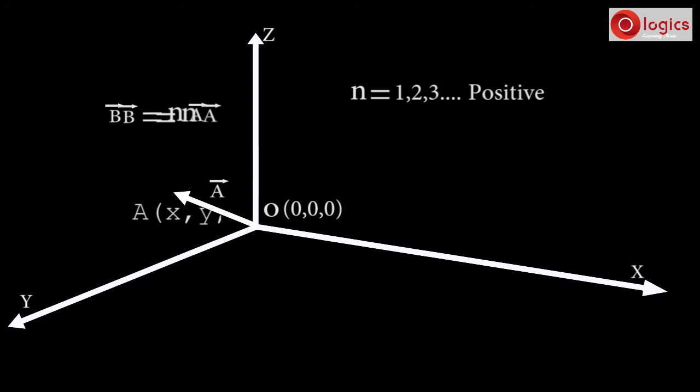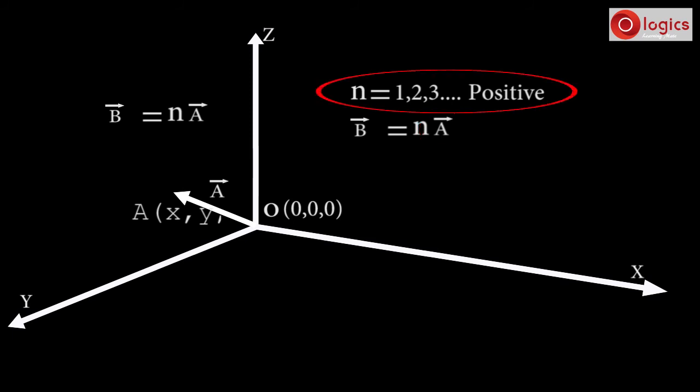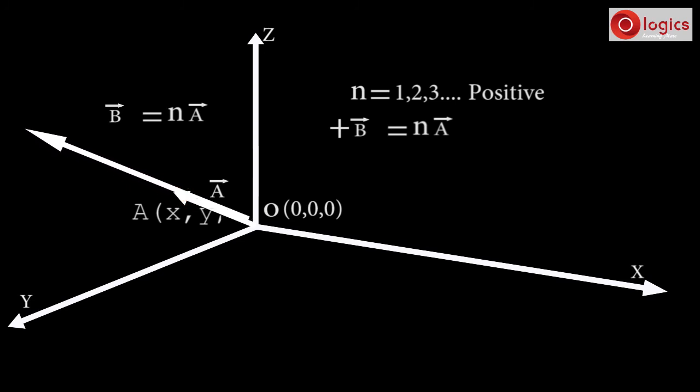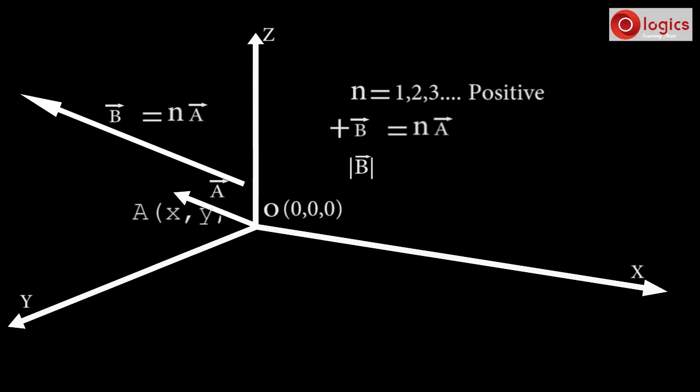We have B bar equals to n into A bar. Here A bar is positive and n is also positive value. Therefore, the resultant vector B bar is also positive. So we can say B bar is in same direction of A bar. The resultant vector B bar is parallel to A bar. Now, the magnitude of B bar again depends on the positive value of n.